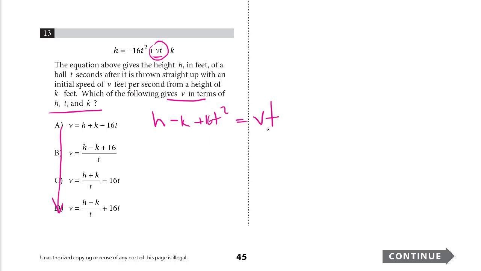Now I'm going to divide through by t on both sides to isolate my v, and that should be my answer. It looks like they're breaking each answer in most cases into 2 terms, with the exception of B. Let's break it out into 2 terms. I'll divide those by t and this by t. So what do I get? I get v equals h minus k over t plus t squared over t cancels to just leave t in the numerator, plus 16t. The correct answer for 13 is D.